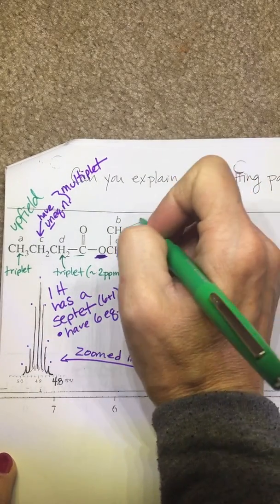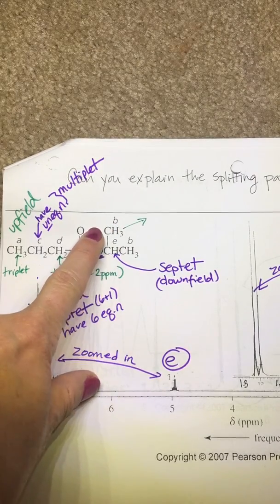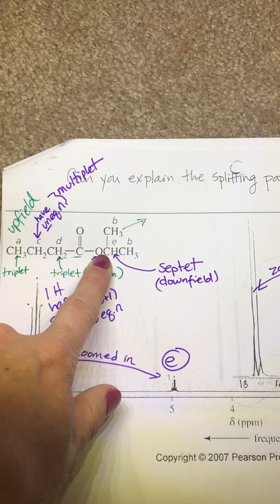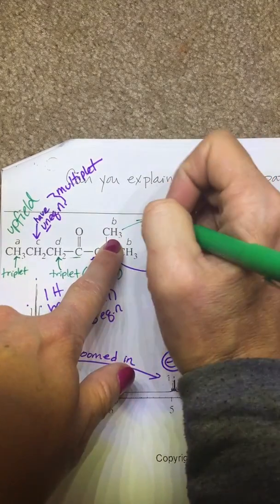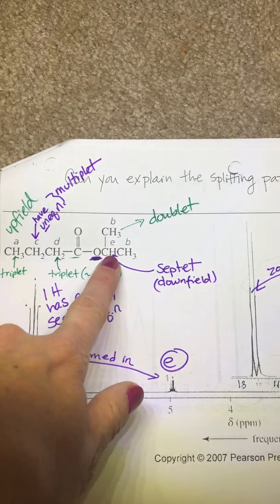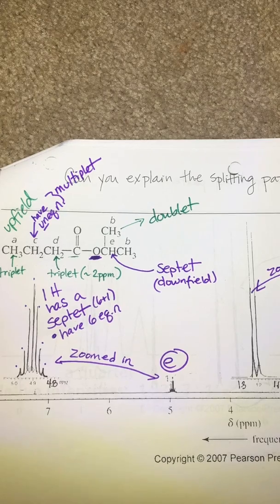So these guys right here are the same. And we look at their neighbor, which is this carbon here, and it only has 1 hydrogen on it. So 1 plus 1 is 2. These hydrogens have a doublet because they have 1 equivalent neighbor. Okay, so where is that doublet?